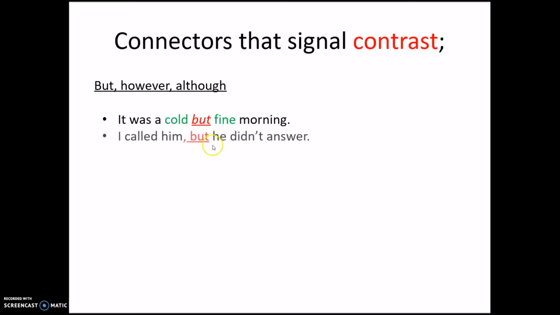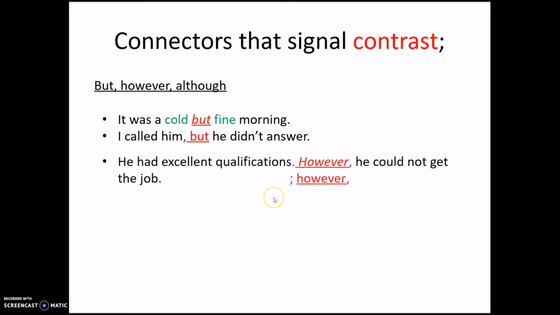We can also use but to show the contrast between two sentences. I called him is the first sentence, he didn't answer is the second one. So to show the contrast between them, we use but. And when we use but to join two sentences like this, we need to use a comma before but.